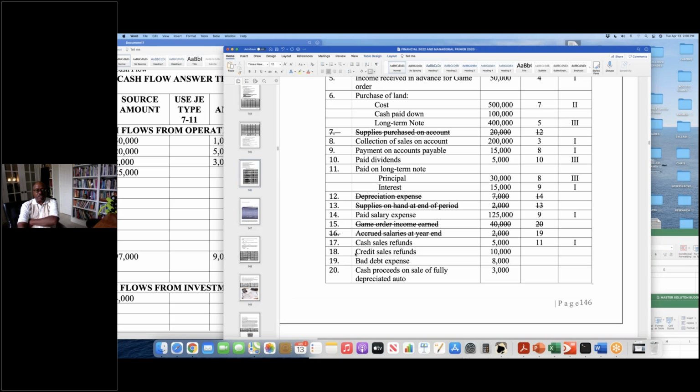Credit sales refund. Isn't that also a type 11? No, because in this case, a patient with a credit, you refund, you didn't get cash back. So it's like a credit return. I don't know if we have a type in there for it. Yeah, I don't think we do. Thank you, Ebony. But you would scratch it.